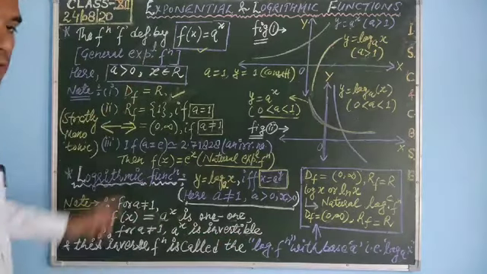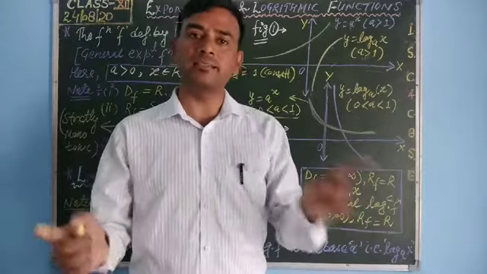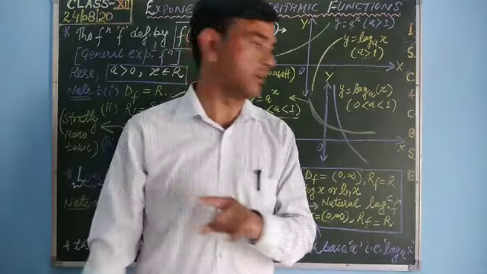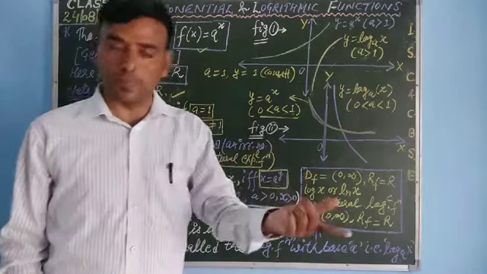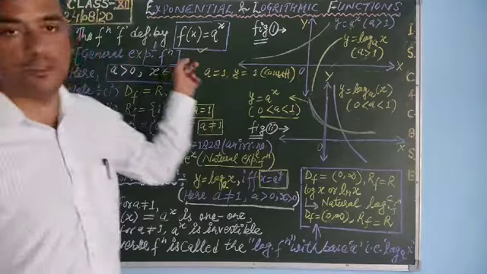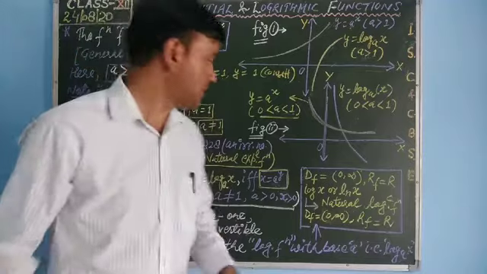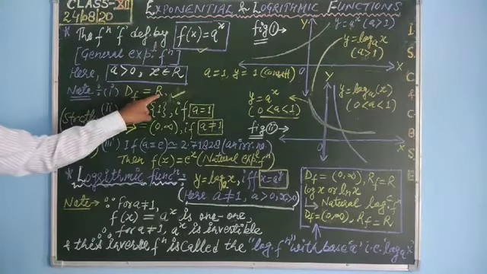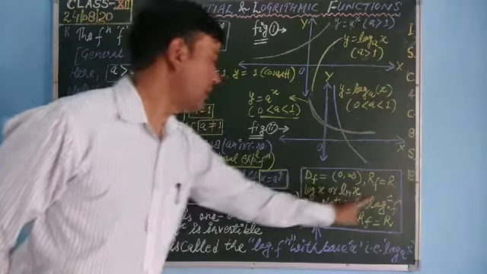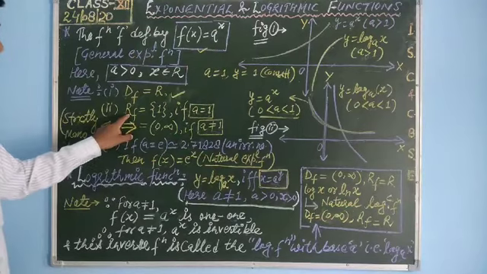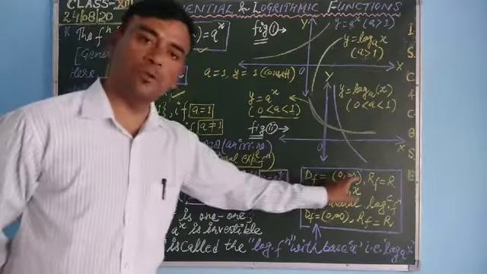You know that when a function is given and its inverse is also given, then the domain and range are exchanged for both functions. So whatever is the domain of the exponential function becomes the range of the logarithmic function, and whatever is the range of the exponential function becomes the domain of the logarithmic function. Since the domain of the exponential function is real numbers, the range of the logarithmic function becomes real numbers, and the range of the exponential function is 0 to infinity, so the domain of the logarithmic function is 0 to infinity.